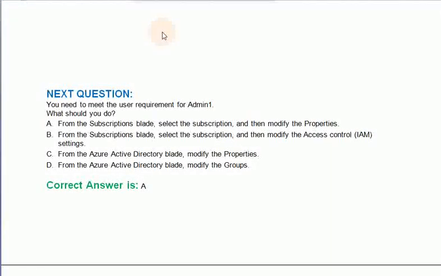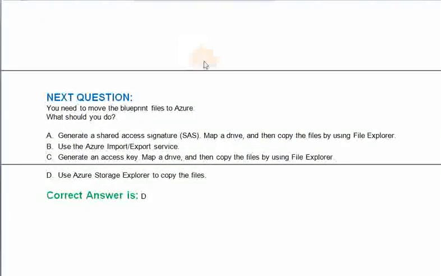You need to meet the user requirement for admin 1. What should you do? Option A, from the subscriptions blade, select the subscription and then modify the properties. Option B, from the subscription blade, select the subscription and then modify the access control settings. Option C, from the Azure Active Directory blade, modify the properties. Option D, from the Azure Active Directory blade, modify the groups. The correct answer is option A. Moving to the next question.